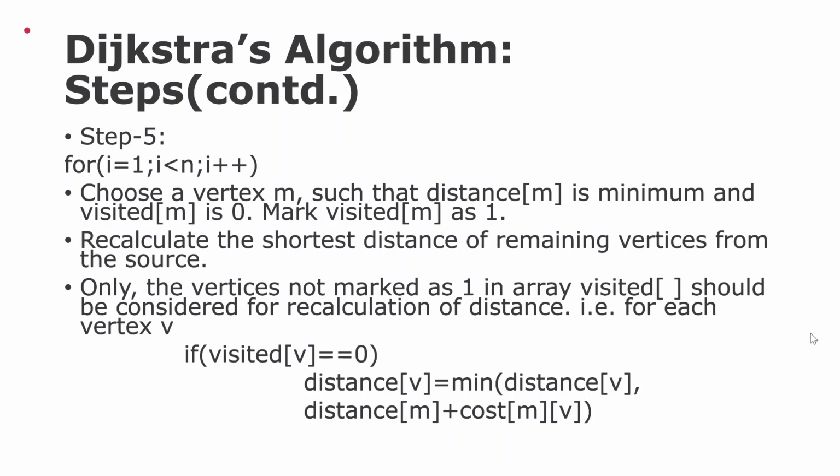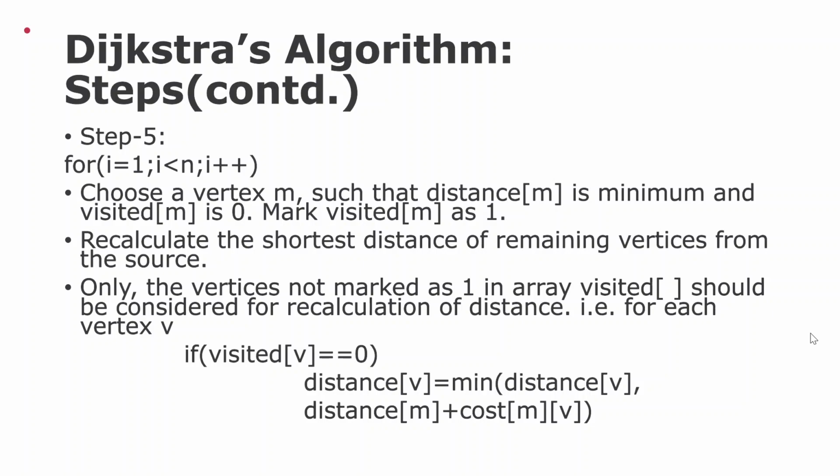So that is the first part. The next part is to recalculate the shortest distance of remaining vertices from the source. Like, we already have a path to reach 4, but we have got another path to reach 4 and that is the shortest one. So the old path is going to be erased and the new path is going to be updated.